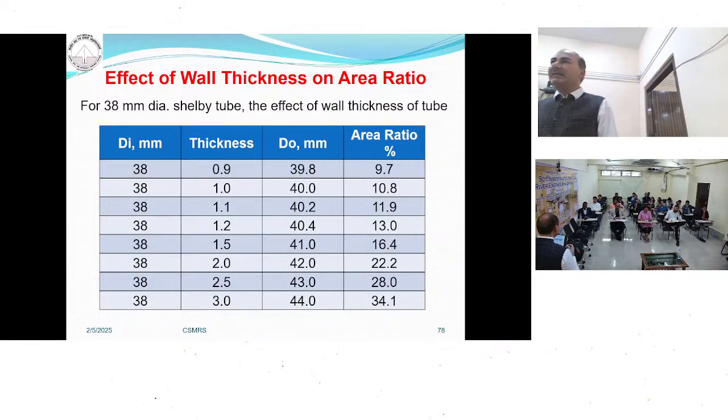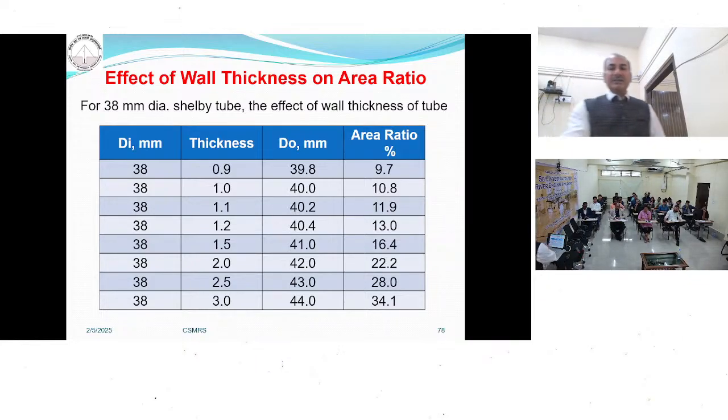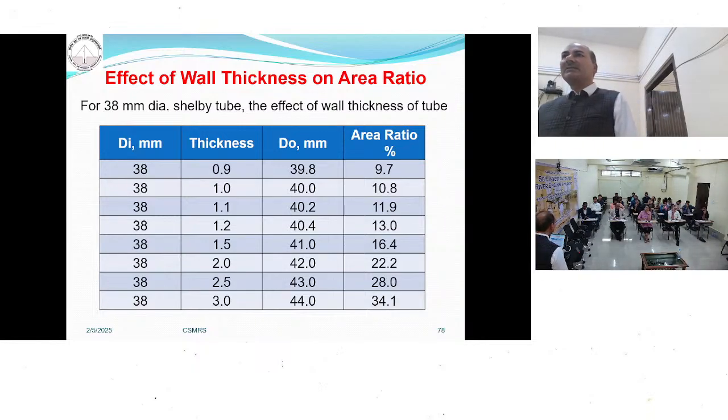So you should know the intricacy. What are the intricacies? Because when you are taking a sample with 2 mm wall thickness, its area ratio is coming to 22%. It is a thick sampler and it is a very disturbed sample. Okay, what will happen?